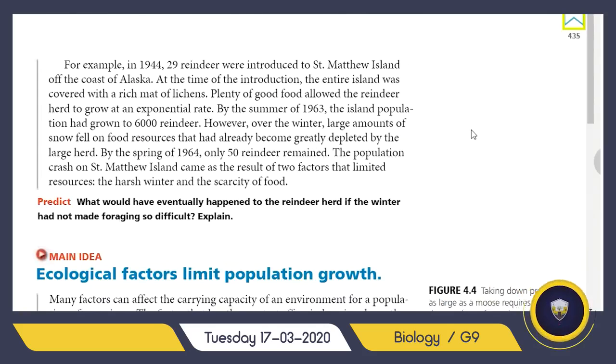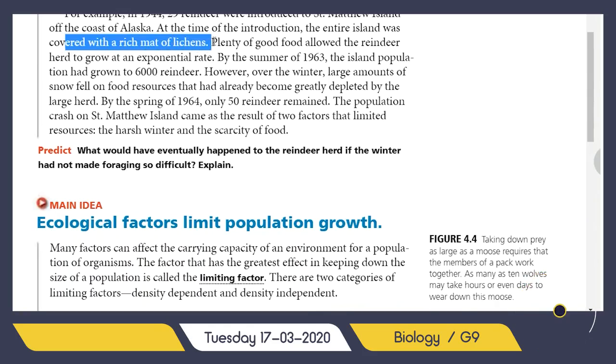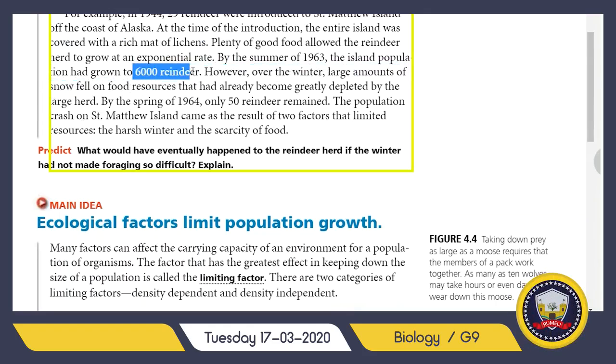Okay. Now, we have an example. In 1944, 29 reindeer were introduced into St. Matthew Island off the coast of Alaska. At the time of the introduction, the entire island was covered with a rich mat of lichens. Plenty of good food allowed the reindeer herd to grow at an exponential rate. By the summer of 1963, the island population had grown to 6,000 reindeer.